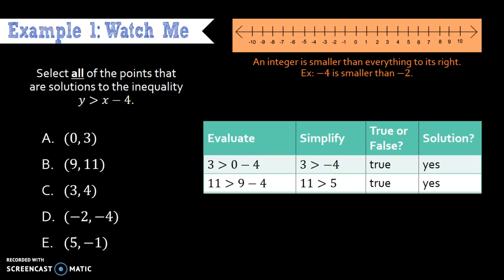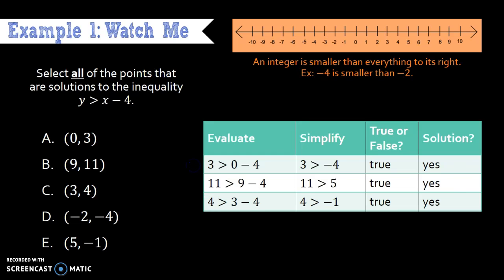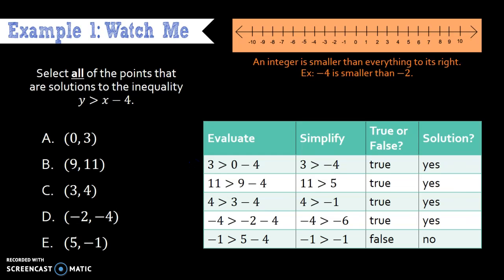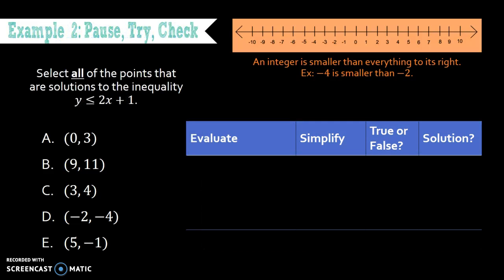Let's check B, C, D, and E. So the only choice that is not a solution to this inequality would be choice E right here. So A, B, C, and D are solutions because when I plug in the coordinates, I'm getting true statements. That means they are solutions to the inequality. Go ahead and try this one.